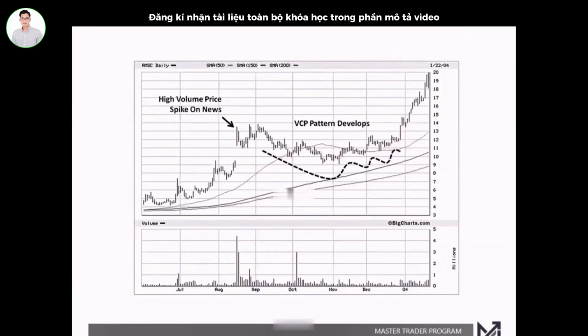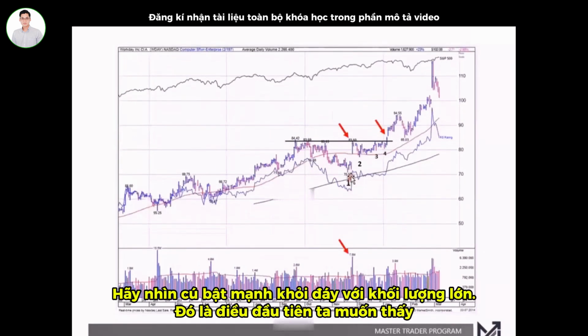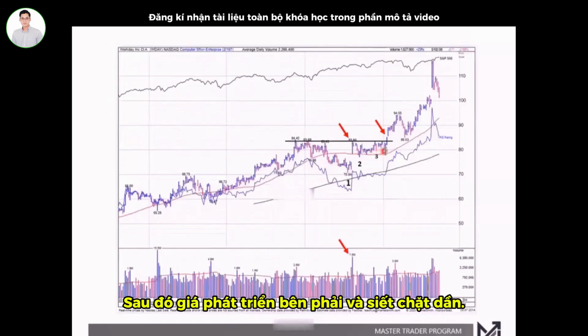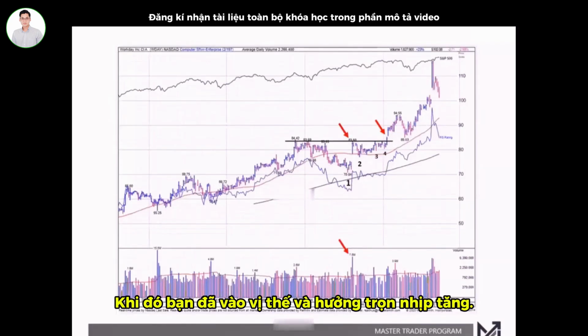Let's see here. Here's some more recent setups. Here's Workday, of course, WDAY. Many of you know this. Look at the move off the lows. See the big volume? That's the first thing we want to see. Then we want to see the right side development get real tight. You got here you go. 1, 2, 3, 4, getting smaller and smaller, nice and tight in the right side, and then bang, breaks out, and now you're in the stock and you can enjoy that move.